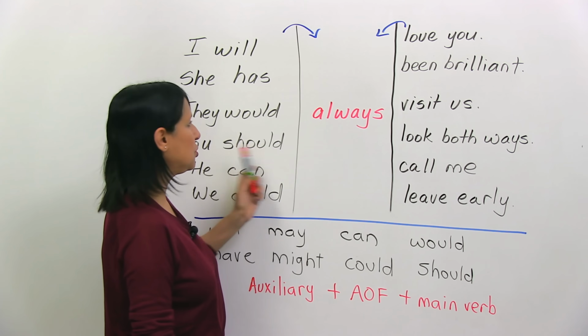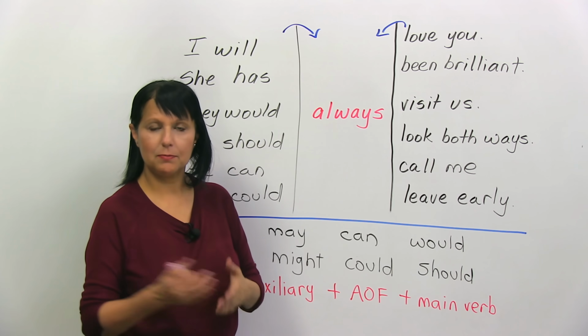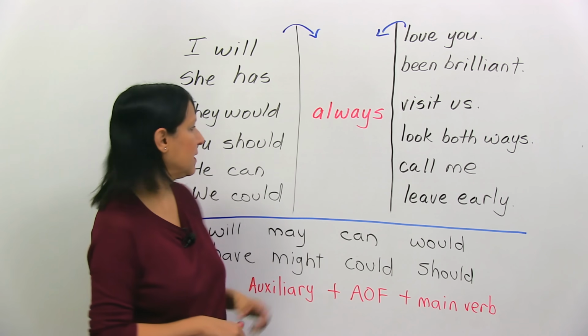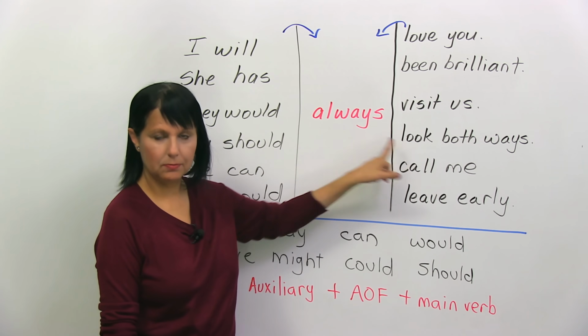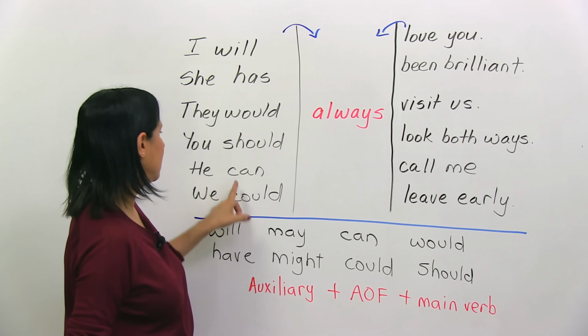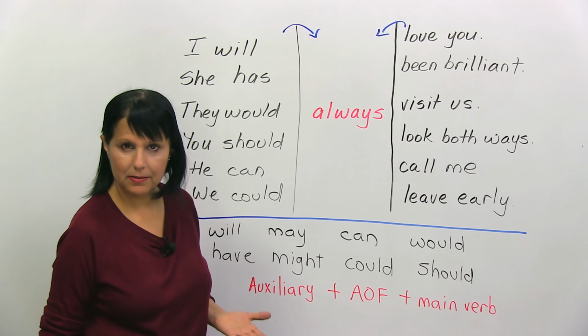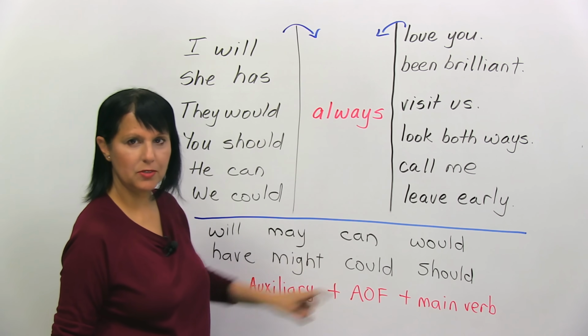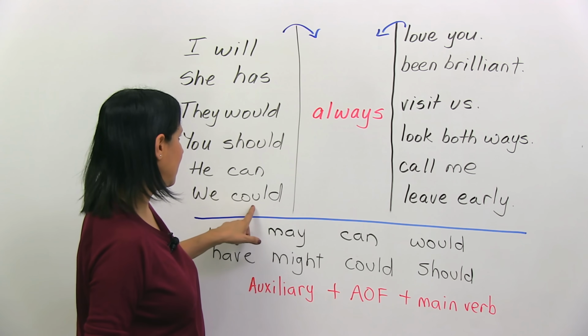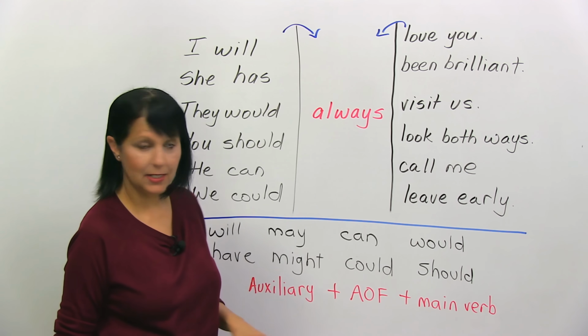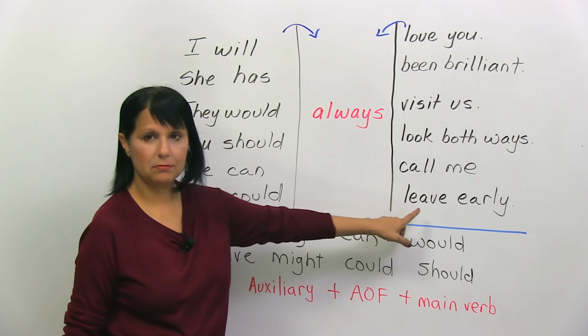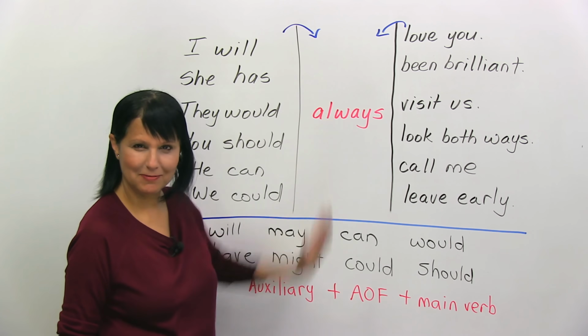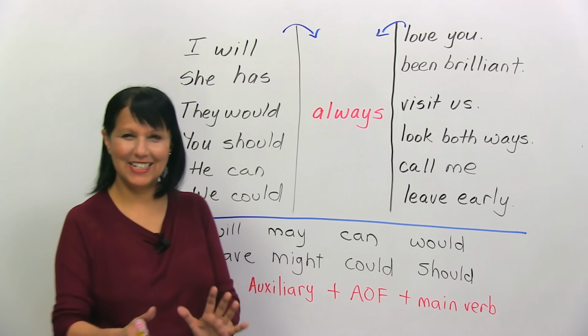Should, you should always look both ways before crossing the street. Should and look, always goes in the middle. He can always call me. Can, call, always goes in the middle. And we could always leave early. Could, leave, always goes in the middle. All right? Did you get that?